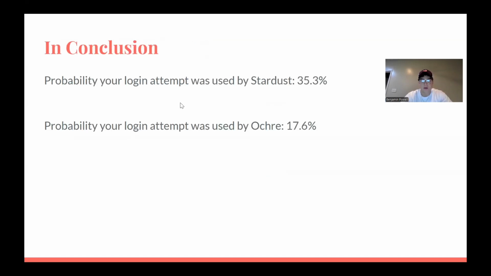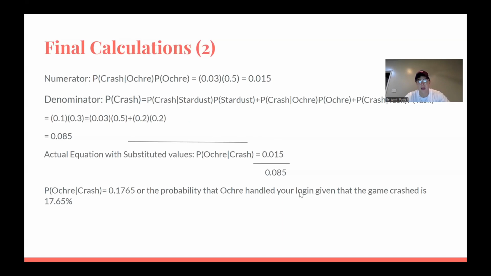The probability your login attempt was used by Stardust, 35.3%. Probability your login was used by Okra, 17.6%. And I would like to say the disparity here is the probability that a certain server handled your login given that the game has crashed. Thank you so much for listening.